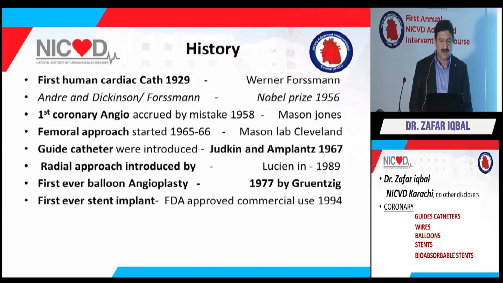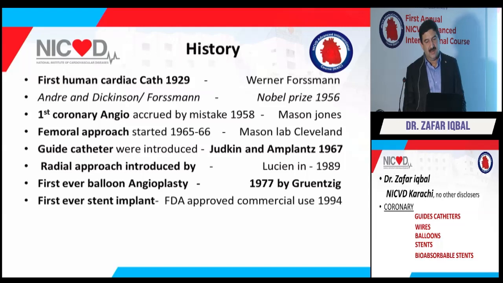The first angiogram occurred by mistake. That was observed by Mason Sones when his catheter got pulled back from the left ventricle, where he was injecting the dye into the left ventricle, and it selectively engaged the right coronary artery. So that was the first ever angiogram recorded.